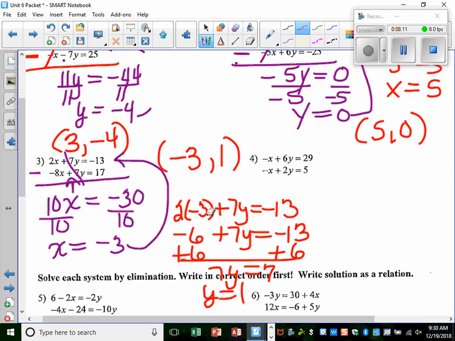Now, sometimes, like on a standardized test, like your SOL and things like that, they might just ask you for one of the answers. They might just say, give me the x value. Then, of course, you would just say -3, or they might say solve and just give me the y value. Okay, so you just got to really pay close attention to directions.